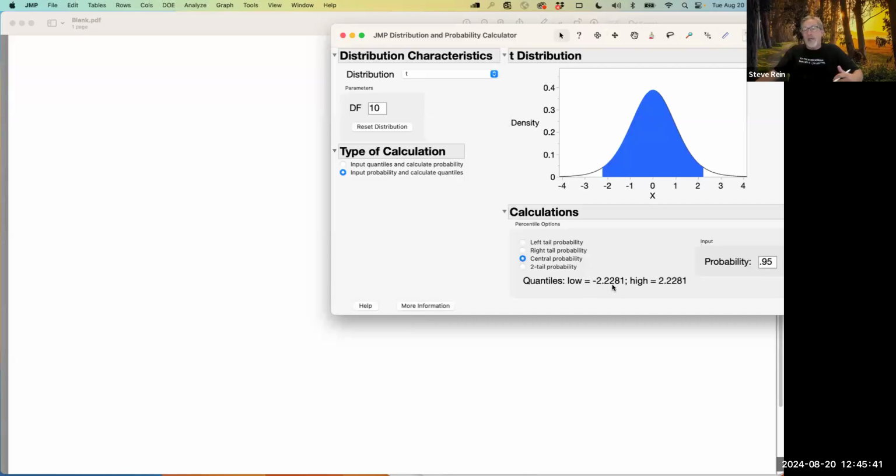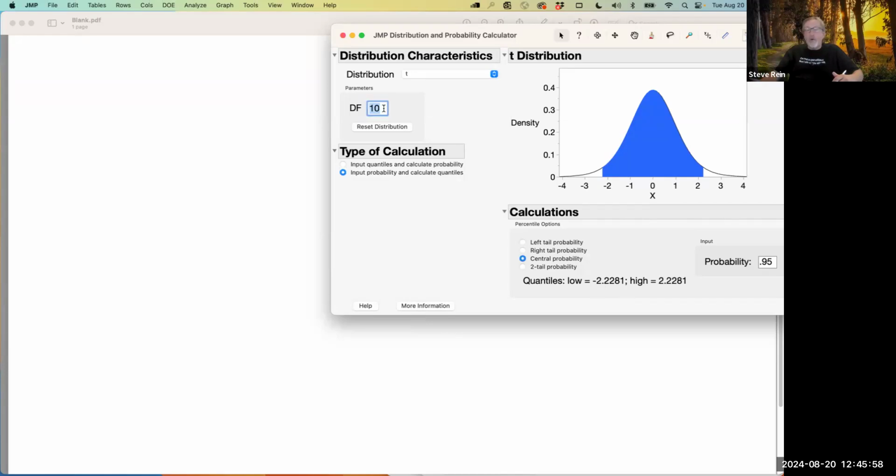I'm going to plug in 0.95, and it tells you my T value that I would use is 2.2281, or 2.228. If you round way too much, you'd say 2.23. But I'm going to say the T value is quick. 95% middle area. I'm home free.